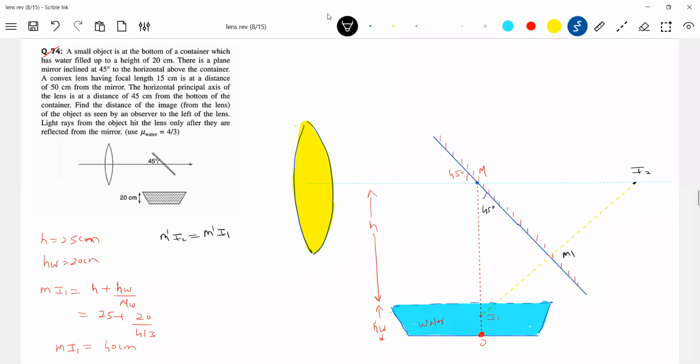No, do we know MI1? Do we know M dash I1? We don't know that. That has to be determined. Shall we determine, or directly shall we say what is MI2? Is MI1 also equal to MI2? This angle also should be 45. So from this, MI1 should be equal to MI2. I'm directly writing it. Is it justified?